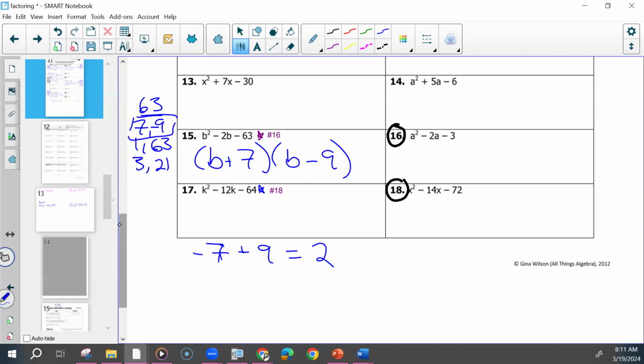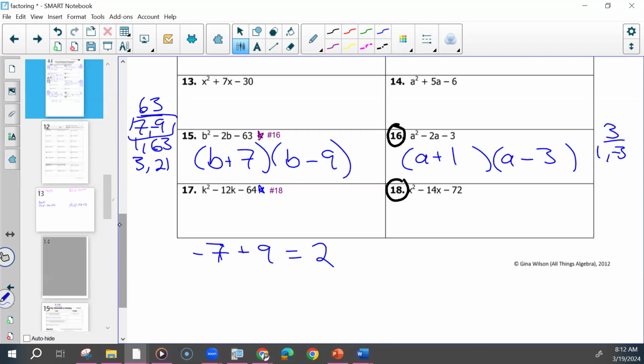Let's try 16. Factors of 3. 1 and 3, and that's it. So which of those numbers would be the negative to make this -2? 3. So then those two factors would look like what? A plus 1 and a minus 3, correct.